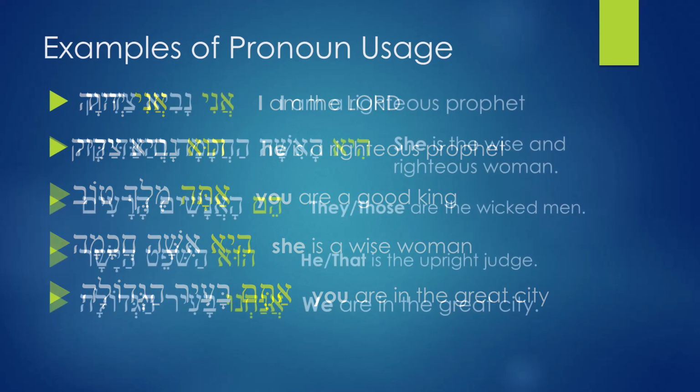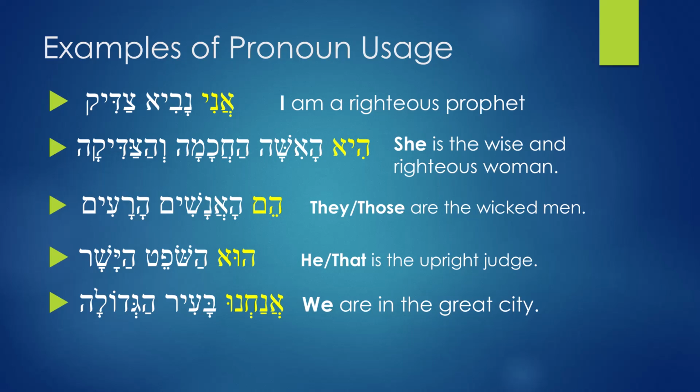Let's look at more examples. The first phrase, a bit similar to the previous one, says Ani Navi Sadiq. Ani means I. Navi means prophet. Sadiq means righteous. So, I, a prophet, righteous. I am a righteous prophet.